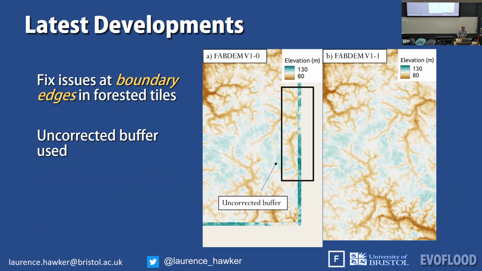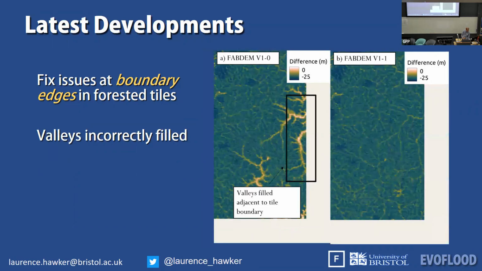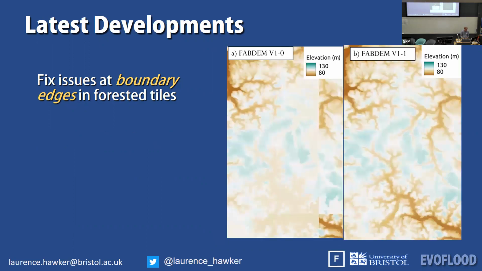Some people in Brazil reported this issue in forested tiles. Basically, if the tiles are completely covered by forests, we were having a buffer which uses the uncorrected DEM, and you kind of see these. This is what that uncorrected DEM looked like, and what that meant was when we're filling the valleys, it was filling up way too much. It was taking these higher heights of the uncorrected buffer and filling them up, which was not good.